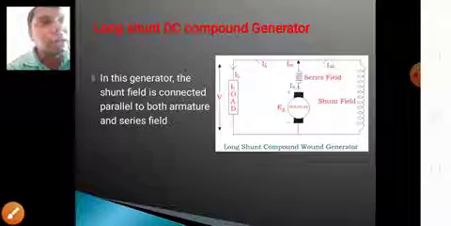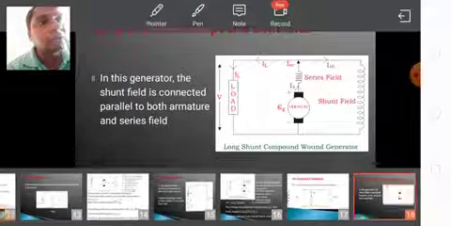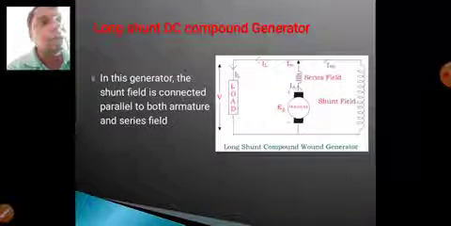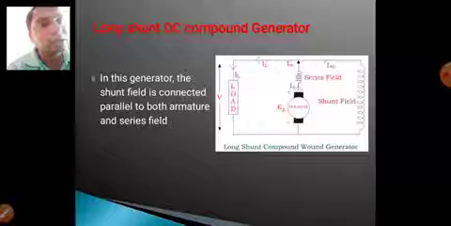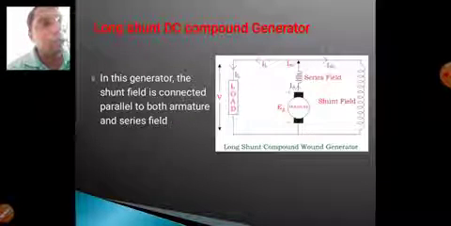Here again, IA is in series with the series field current ISC, so IA equal to ISC. Both are the same because they are connected in series. So IA equal to ISC is equal to ISH plus IL, that is, ISC equal to IL plus ISH, right?